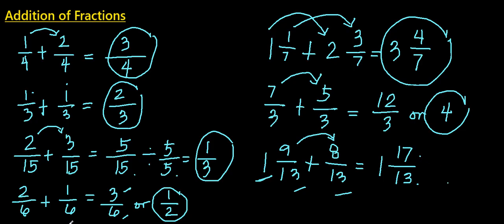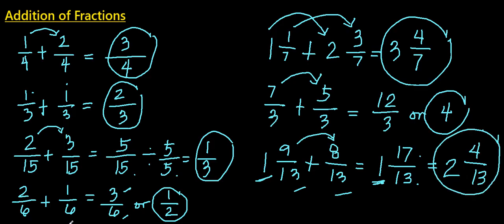How many 13s are there in 17? 1. Then we have to add it to our existing 1. 1 plus 1 is 2. Then what will be the remainder for this improper fraction? 17 minus 13 is 4. And let's just copy the denominator. So this is the final answer.